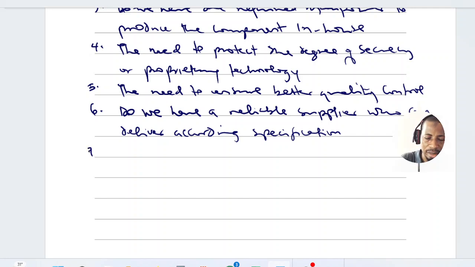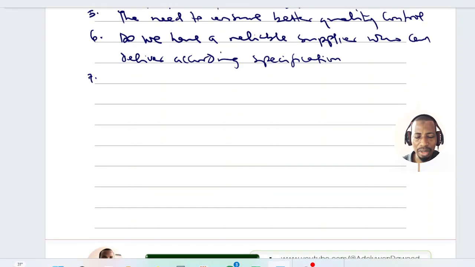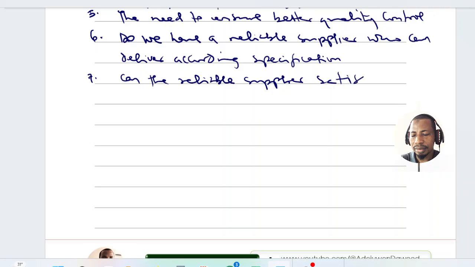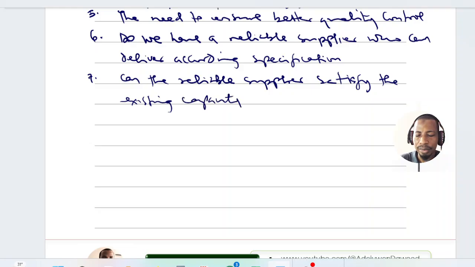Then number 7, another factor for outside supplier is, can the reliable supplier satisfy our existing capacity level? Okay, so it's another question to be asked. Can the reliable supplier satisfy the existing capacity level? That's another question to be asked.